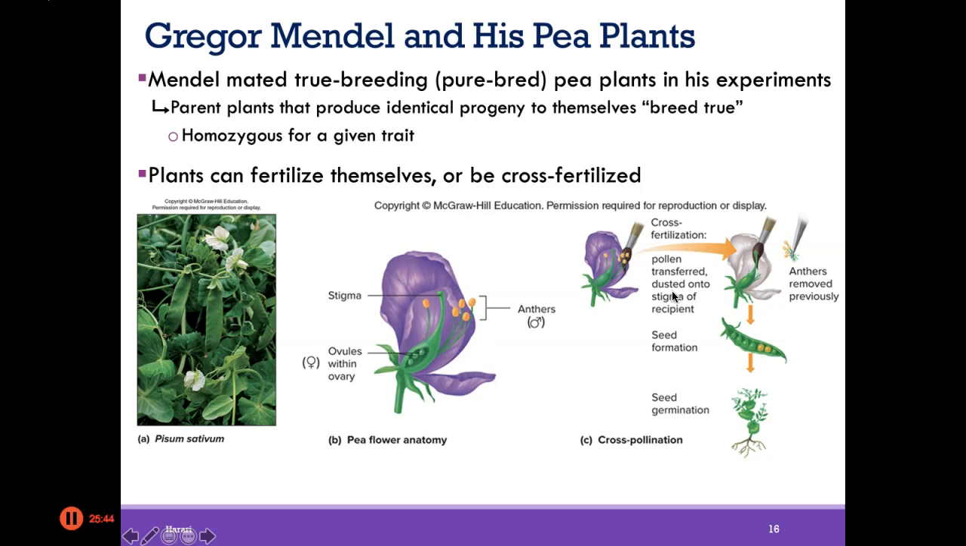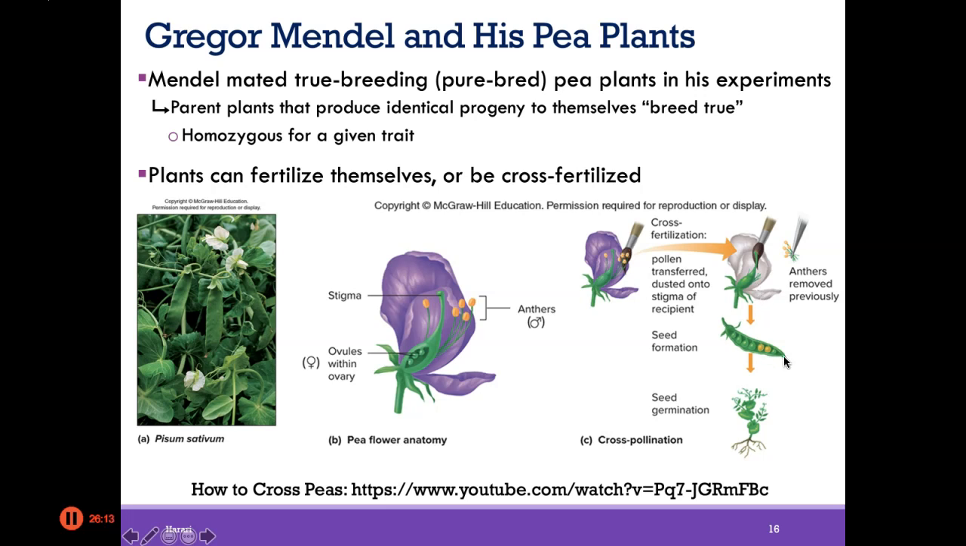It's also possible for peas to be cross-fertilized. So what I can do is I can take a white flower and remove its male parts. I'm removing the anthers and only leaving the female part. And I'm taking the male pollen from a different plant, a different flower, and putting that pollen on this female part over here. So this is cross-fertilization. We're using two separate flowers. This is like sexual reproduction.